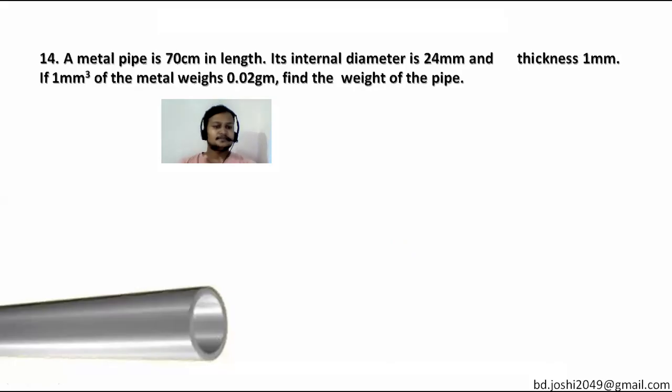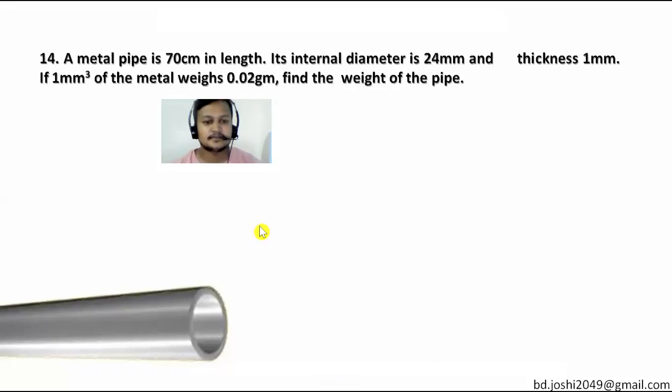Look at this question. Question number 14. A metal pipe is 70 centimeter in length. The length of the metal pipe is given to us, and its internal diameter is 24 mm and thickness is 1 mm. Did you get it?